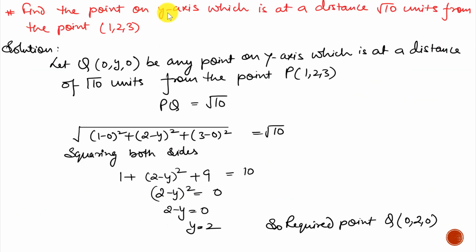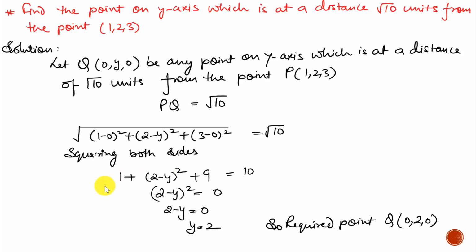Next example. Find the point on the y-axis which is at a distance of root 10 units from the point 1, 2, 3. Because we want to find a point on the y-axis, x and z are 0. So let Q(0, y, 0) be any point on the y-axis which is at a distance of root 10 units from the point P(1, 2, 3). So PQ is root 10. Find PQ using the distance formula: root of (x2 minus x1) whole square plus (y2 minus y1) whole square plus (z2 minus z1) whole square, which is equal to root 10.